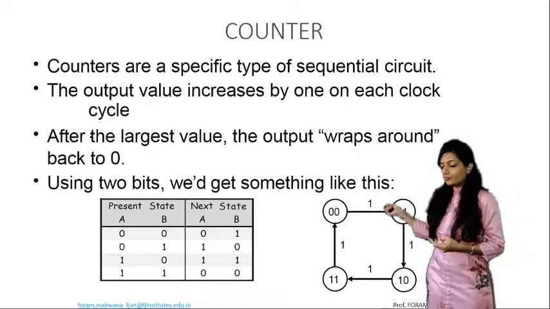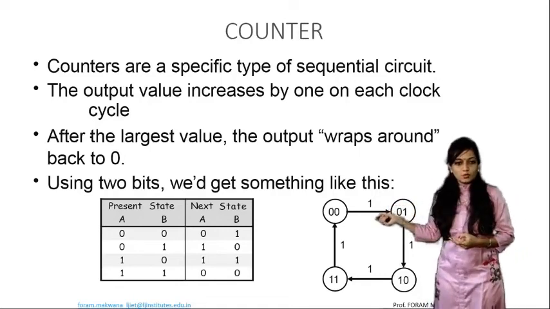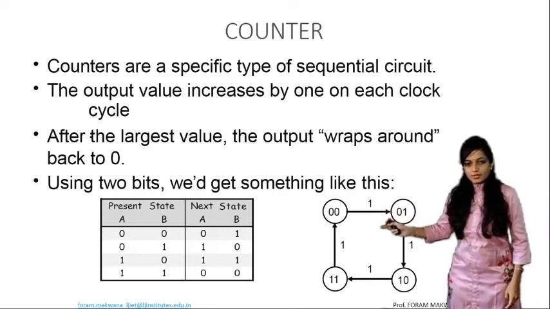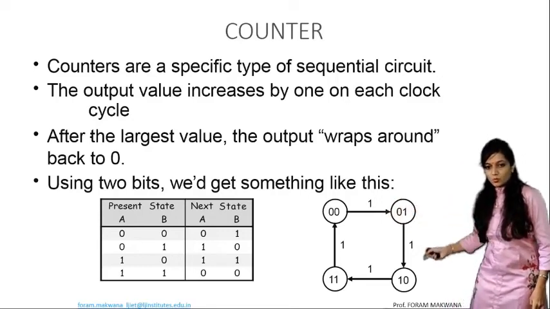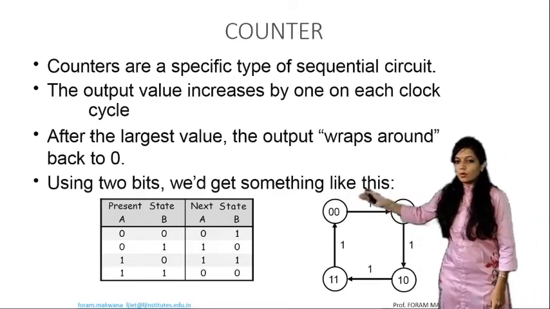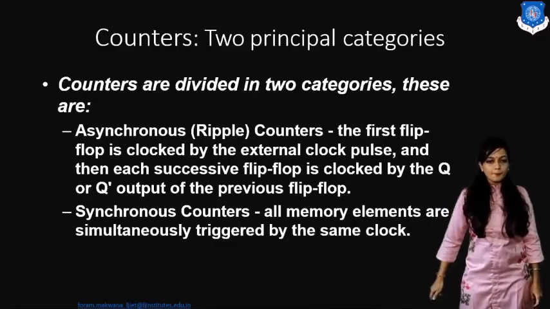If I want to represent the states for 2 bits: 0 0, 0 1, 1 0, 1 1. For 0 0, the next state is 0 1. Next state is 1 0. Next state is 1 1. Next state is 0 0. It is formed in the table.